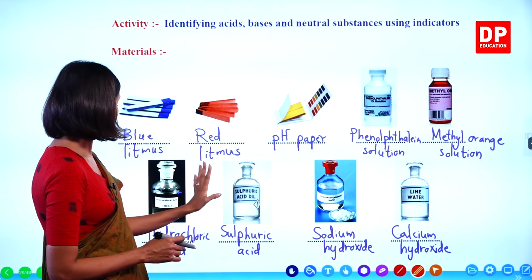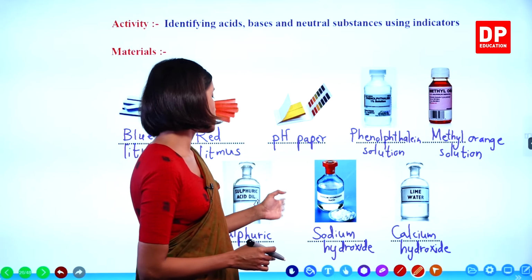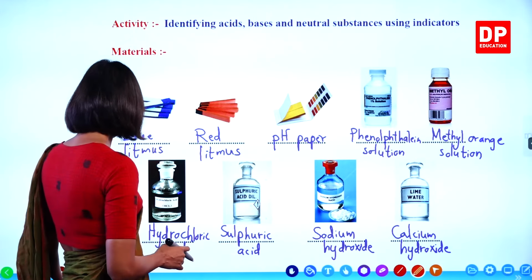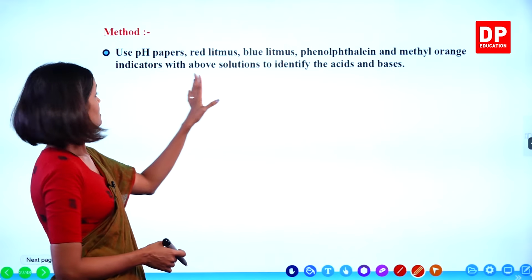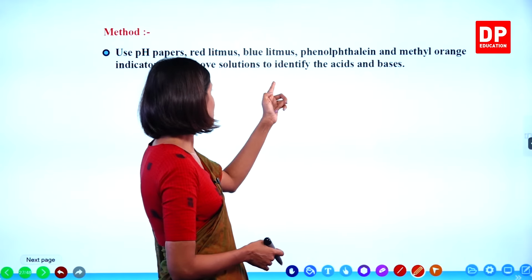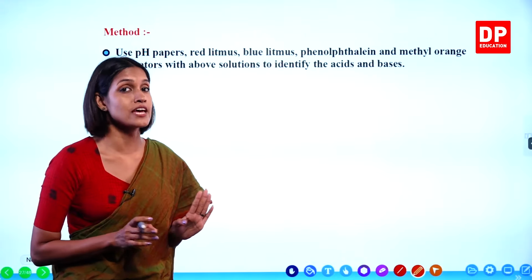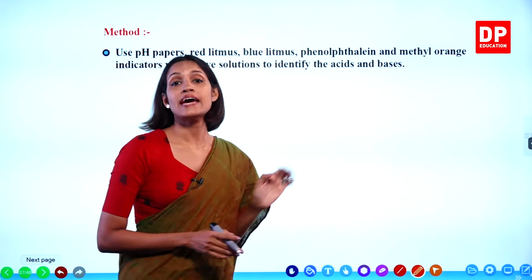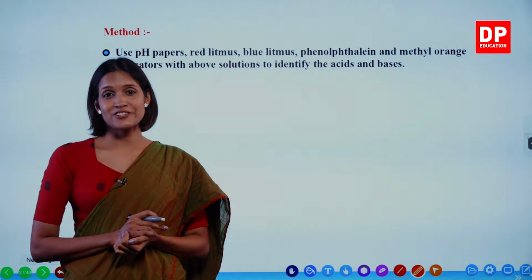As acids we use hydrochloric acid and sulfuric acid, and as bases we use sodium hydroxide and calcium hydroxide. So how to do this activity? The method is to use these indicators, pH papers, red litmus, blue litmus, phenolphthalein and methyl orange, with the above solutions, which means our 2 acids and 2 bases, to identify the acids and bases. Now we will go to the lab and see how to do this activity.